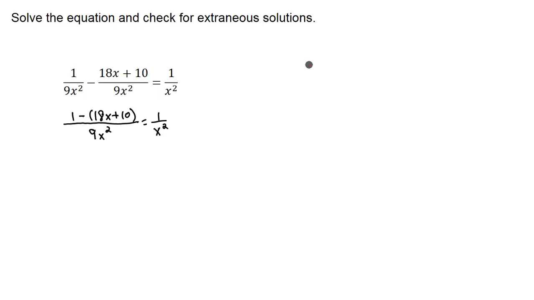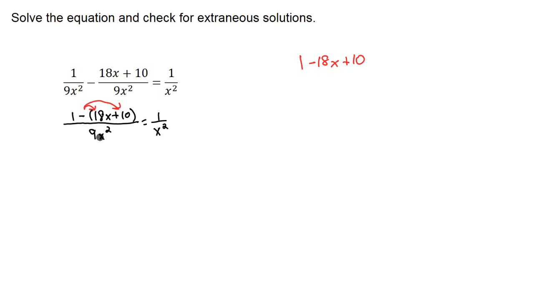A common mistake that I sometimes see is we'll have a 1 and then someone will write minus 18x and then they'll just have that plus 10 at the end. This is going to give us a wrong answer. We have to take that subtraction sign and subtract 18x, and we also have to subtract 10.